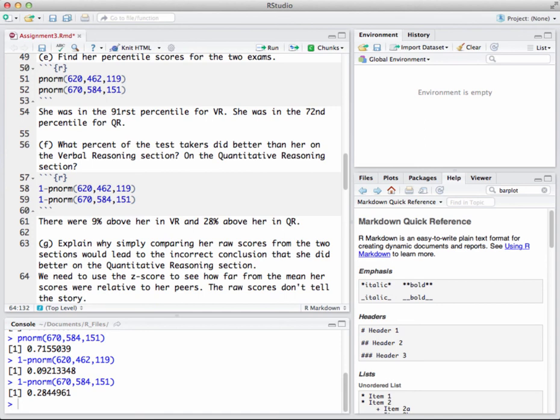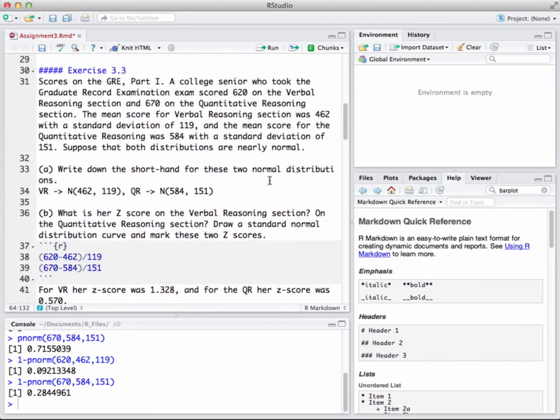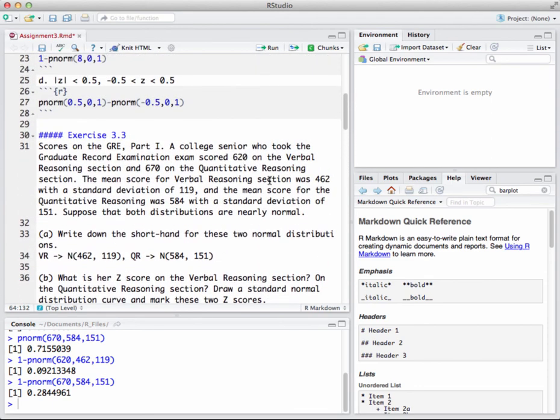Okay. All right. Well, that finishes off this problem. That finishes off exercise 3.3, and come back soon, and I'm going to do exercise 3.5 for you.